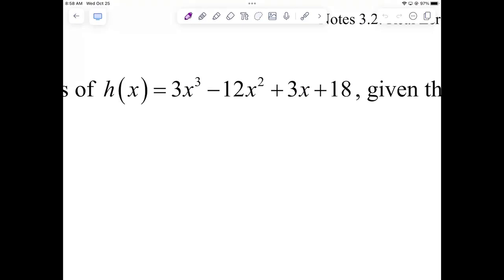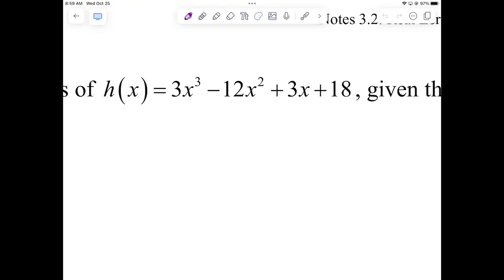Now, does this thing have an x factor in all the terms, like the previous example? No. If it did, I would know right away that 0 is a factor. That's an easy way to spot if 0 is a factor, if all your terms have an x in it. But they don't. So 0 is actually not a factor. If you plug in a 0 here, h of 0, you get 18. So it's not a factor.